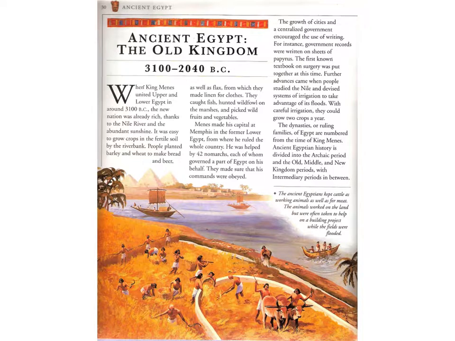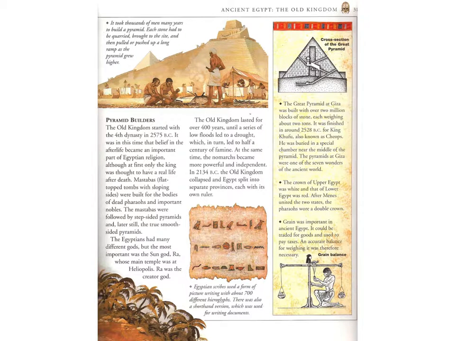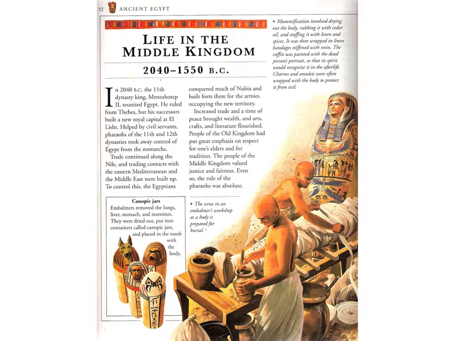So we read about the Old Kingdom. Some of the major ideas of the Old Kingdom were King Menes united Upper and Lower Egypt and kind of got the history going. It's the first dynasty. The religion got started. People were making papyrus paper. They were writing in hieroglyphics. And, of course, the pyramids were built during this time. The pyramids and the Sphinx. They're super old. They were built way back in the Old Kingdom period of Egyptian history.